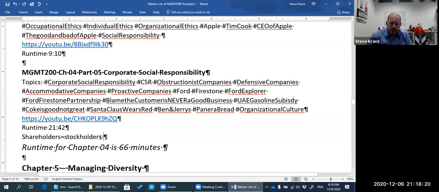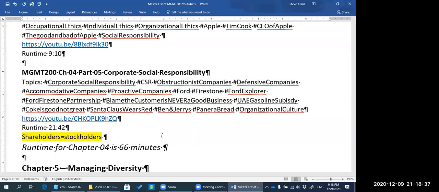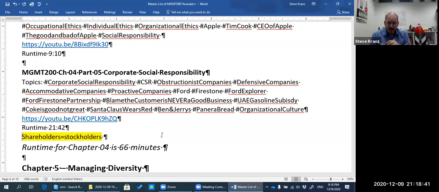Shareholders equal stockholders. They mean exactly the same thing. No difference. Zero difference. Some books use the word shareholders, some books use the word stockholders. It means exactly the same thing. So it doesn't matter if you got confused between them? Not at all, because it means exactly the same thing.